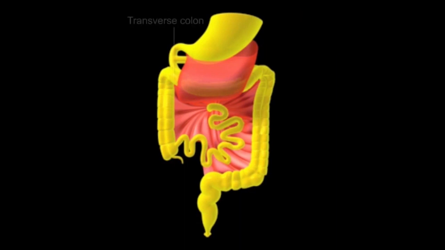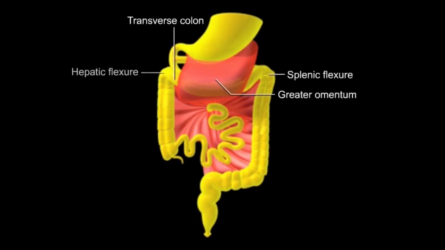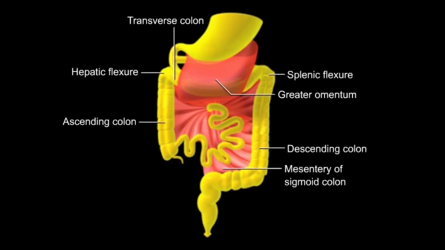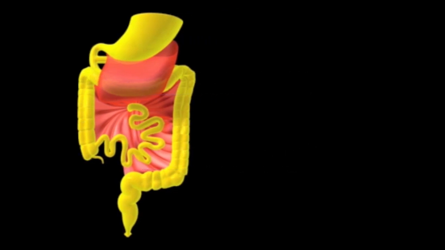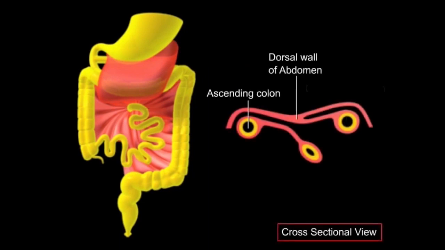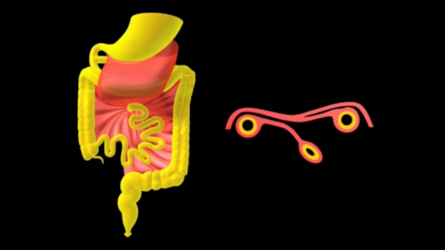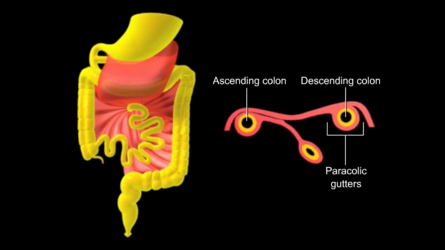Let us now consider the fixation of the intestines. The first figure depicts the intestines and mesentery. Note the splenic and hepatic flexures, the mesentery of the sigmoid colon, and the greater omentum. A cross-sectional view shows us the peritoneum, ascending and descending colon, and fixation of the intestines to the body wall. Note how the pericolic gutters are formed.